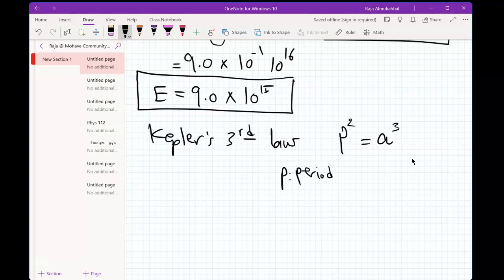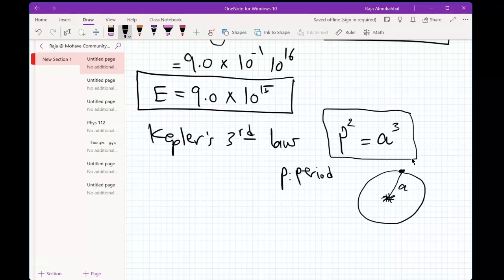And A here is the radius. Let's say, for example, here is the Earth going around the sun, and here is the sun, and this is the radius, we call it A. In some books they call it R, but in astronomy books I think a more common notation is A rather than R, okay? And of course that's basically the radius. So Kepler's third law, written in this form: the period squared is equal to the radius cubed.